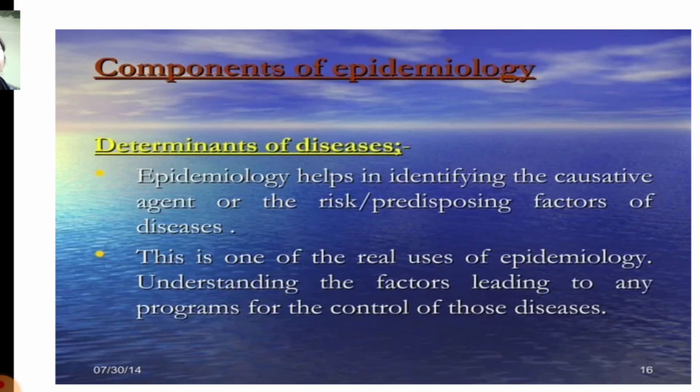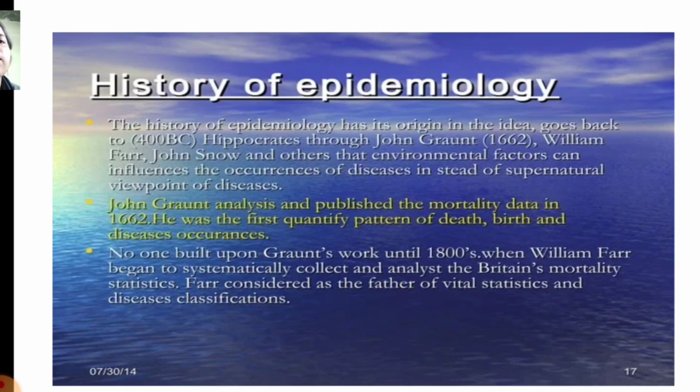Next is the determinants of the disease. Epidemiology helps in identifying the causative agent or the risk factors of disease. This is one of the real uses of epidemiology, understanding the factors leading to any program for the control of these diseases. Next is the history of epidemiology.